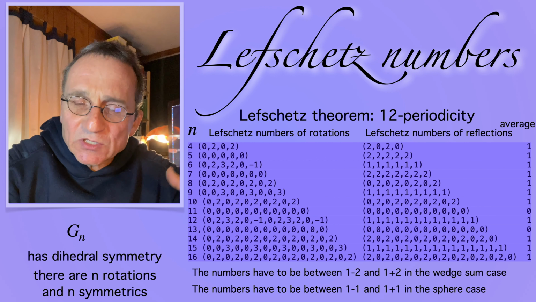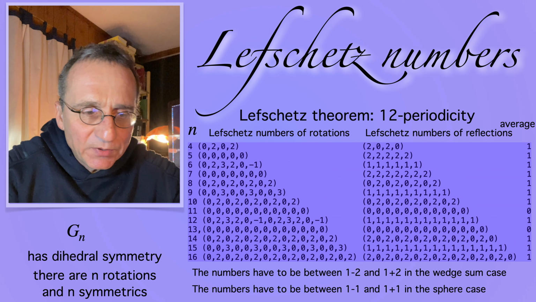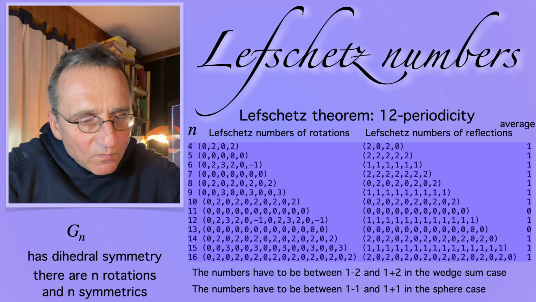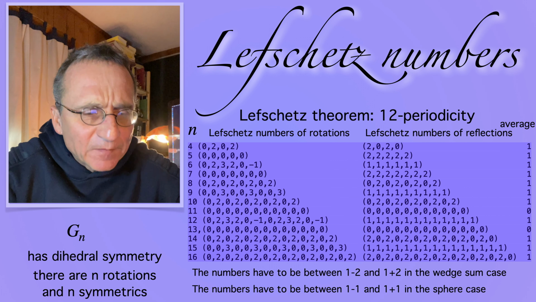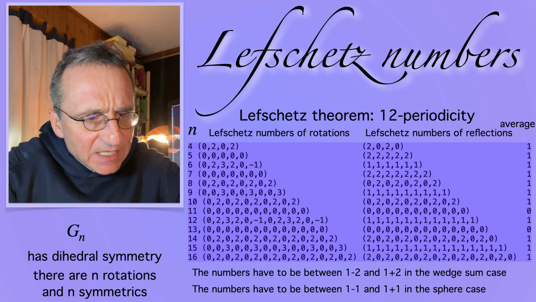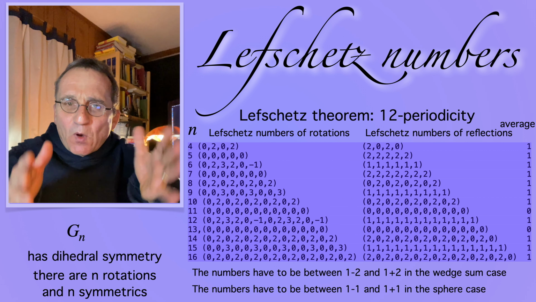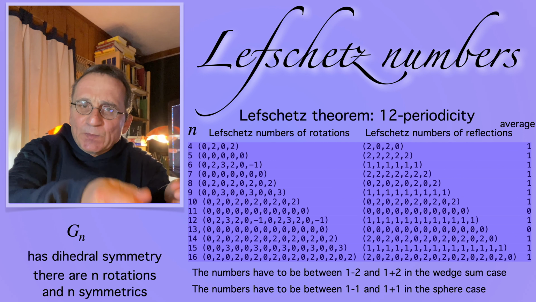One of the things was also I wanted to see how far I can actually compute these Lefschetz numbers, and here we see it until 16. I could go further until 30 or 35, and you see there's a 12 periodicity coming in, and it's actually all clear because of that theorem.